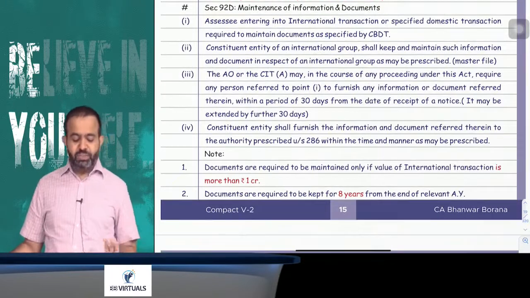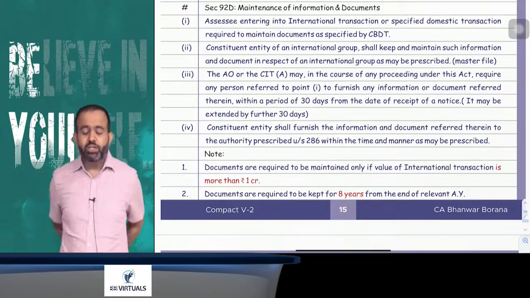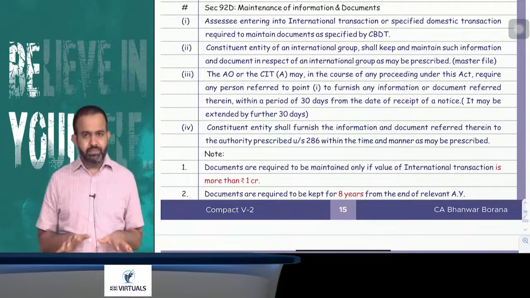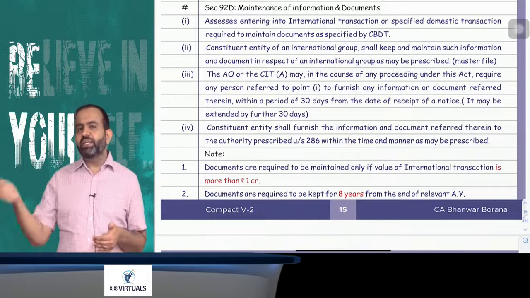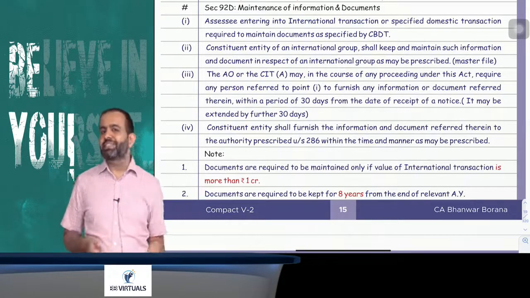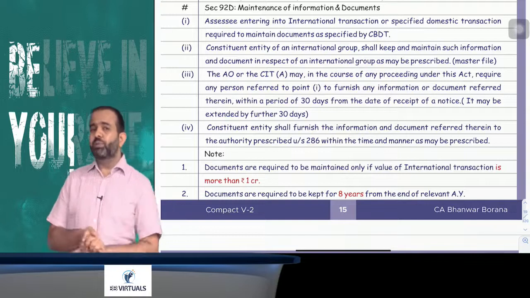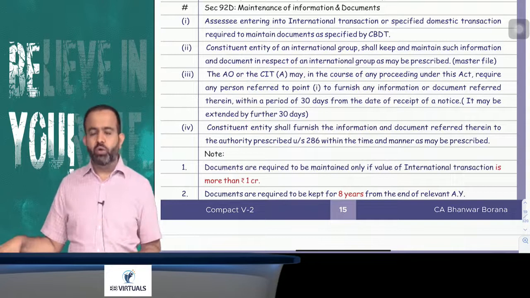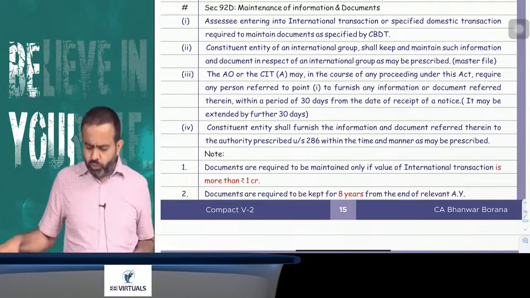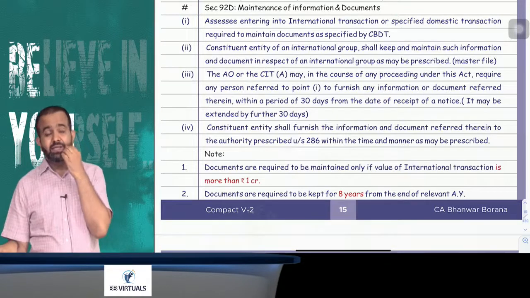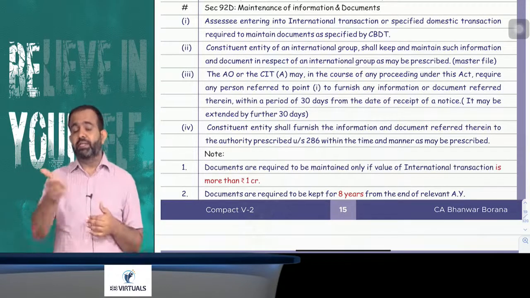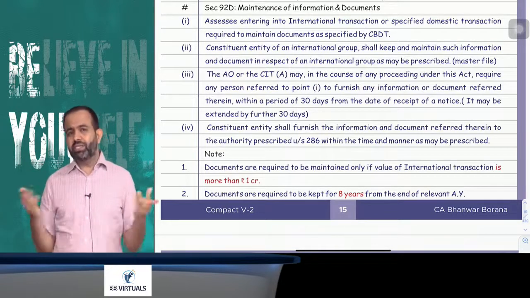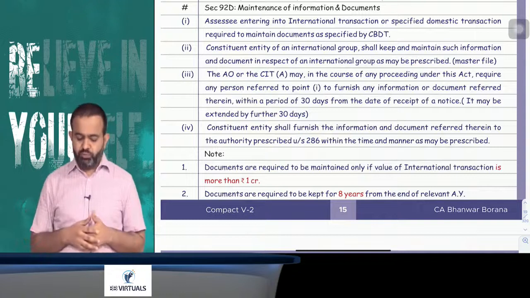Now the next part is section 92D, that is maintenance of information and documents. Guys, this section says that if transfer pricing is applicable, normally in case of international transactions, but in some domestic transactions also, then you have to maintain the TP study report, which is normally called the local file. But whenever the income tax department asks for that local file, the TP study report, you have to submit it to the department within 30 days. You may ask for an extension also, and they can give you an extension of 30 days.